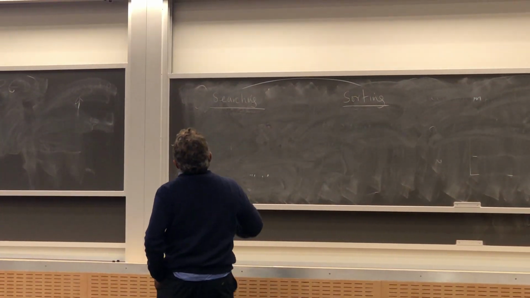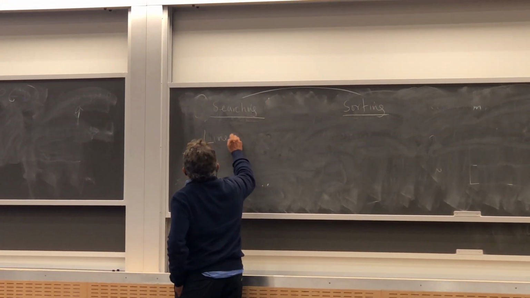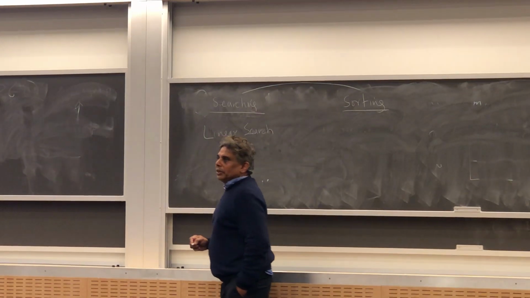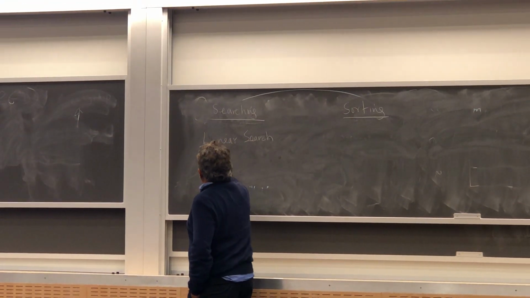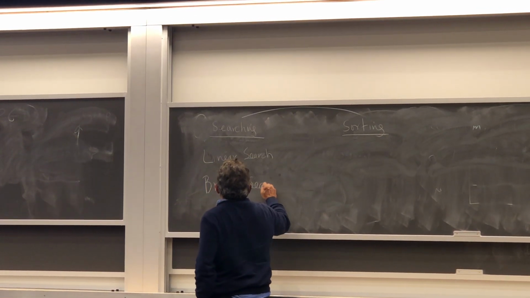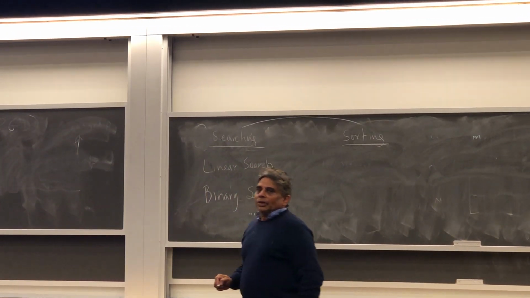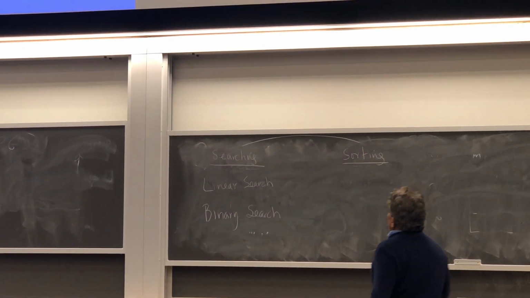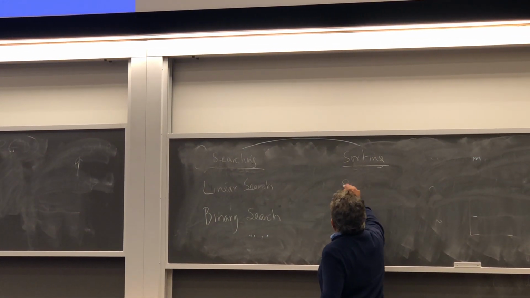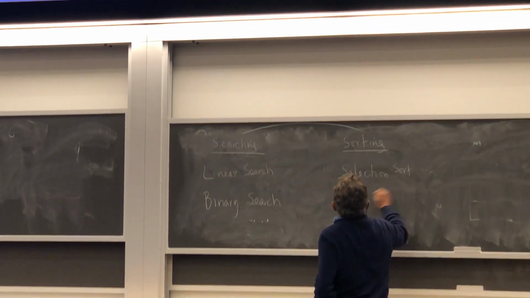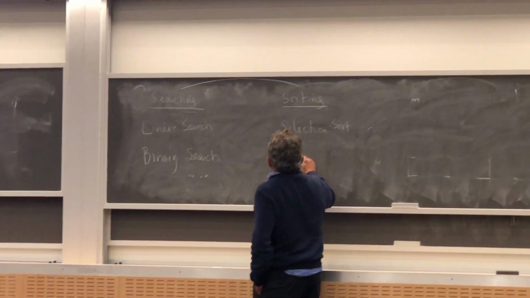Okay, so searching. There are two things that are important: linear search, a simple algorithm, and then there's a bit more complicated algorithm called binary search, although the idea is really, really simple there. When it comes to sorting, we'll talk about two things. One is called selection sort, and the other one is called insertion sort.